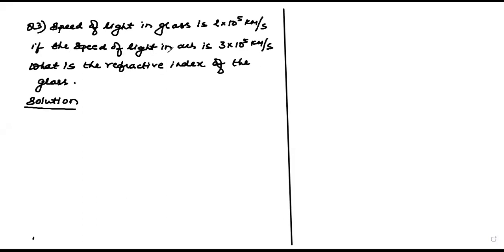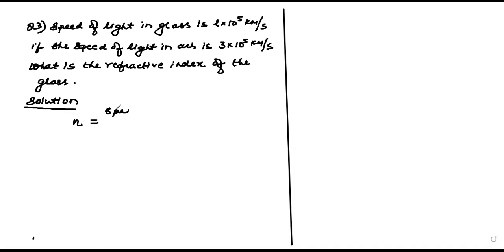So speed of light in glass is 2 into 10 to 5 kilometer per second. If the speed of light in air is 3 into 10 to 5 kilometer per second, what is the refractive index of the glass? Glass is a medium. I want the refractive index of this glass medium. So remember, children, refractive index is given by the formula.